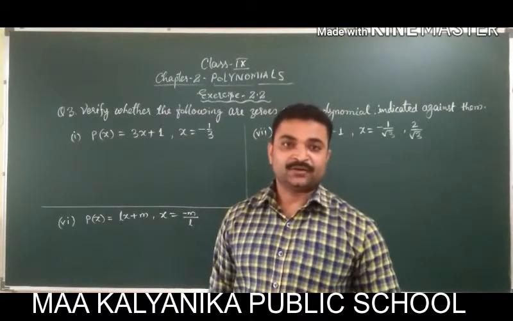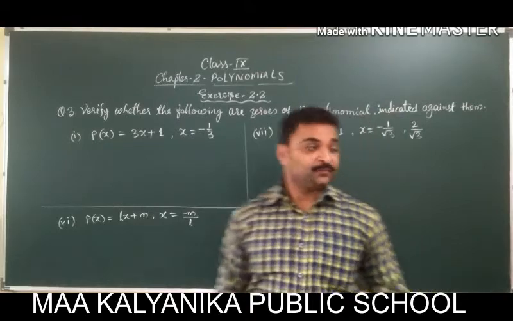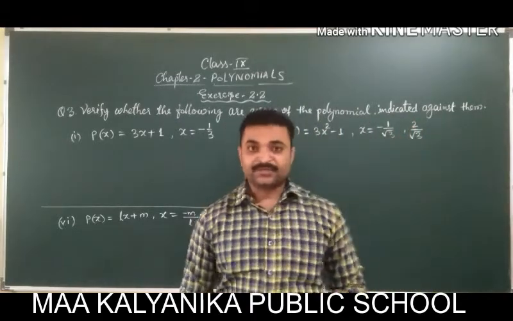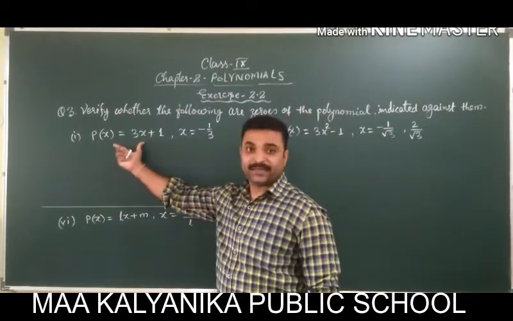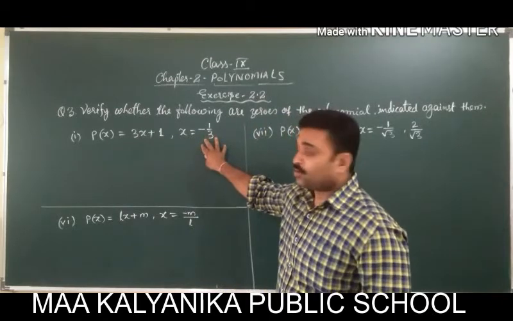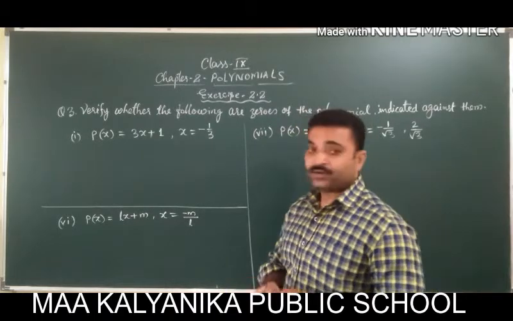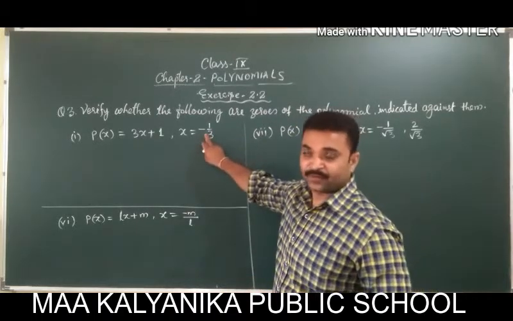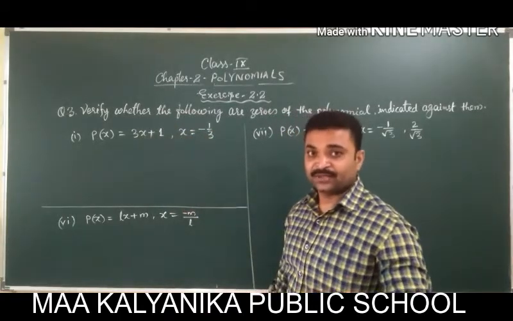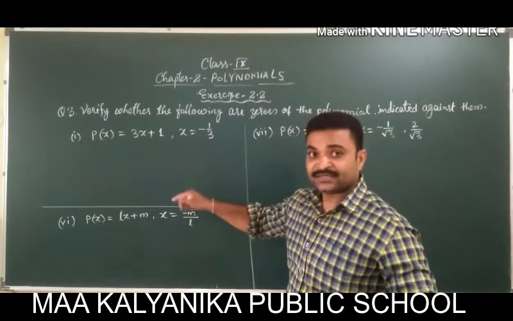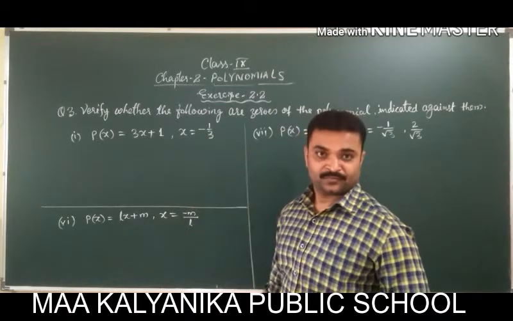So students, our third question is, verify whether the following are zeros of the polynomial indicated against them. That means the value of x which is indicated against the polynomial p(x) is the zero of this polynomial or not. We have to check it. So what we do? We will put this value of x, minus 1 upon 3, in this polynomial, and after solving, if we get 0, then we can say the given value of x is the zero of the polynomial.